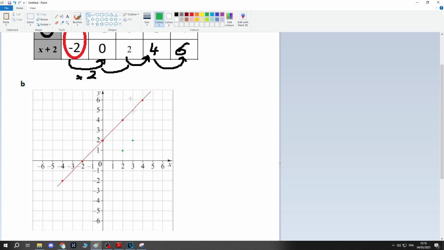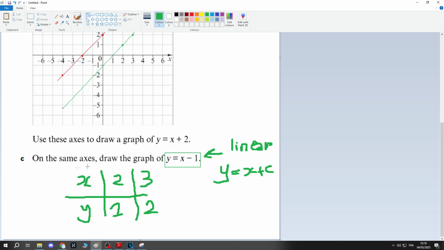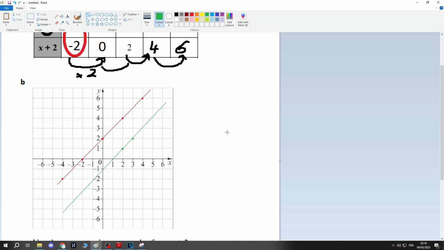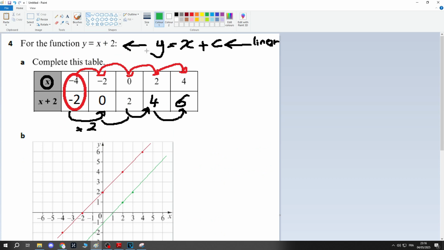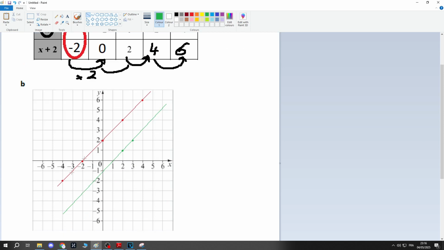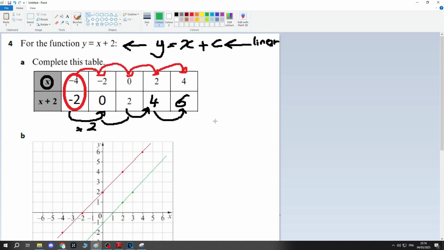Now let's plot it. Or let's connect the dots, is what I meant. And there we go. Done. We have drawn the line of the function, or the graph of y equals x minus 1. Now, a piece of extra information is, when you draw lines of functions that are in the form of y equals x plus c, you will soon notice that they will be all parallel. Okay? And that's it for question 4.